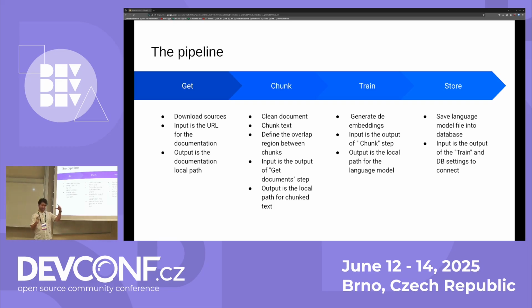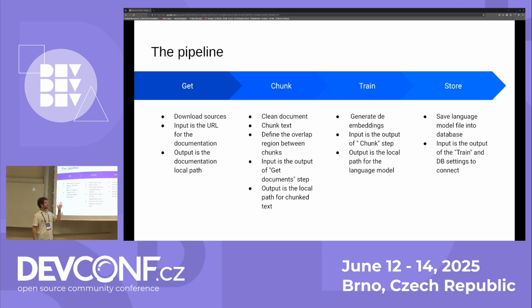We could use a big chunk, the whole document, but in fact, what we want is smaller pieces, in a way to provide more context or a better scoped slice to feed our model. Currently, I think we are using a chunk width of 500. Then we define an overlap region, because sometimes the context of one piece depends on the other piece. The input of this stage is the output of the last stage, so it's the documents. And the output here is the local path for the chunked text.